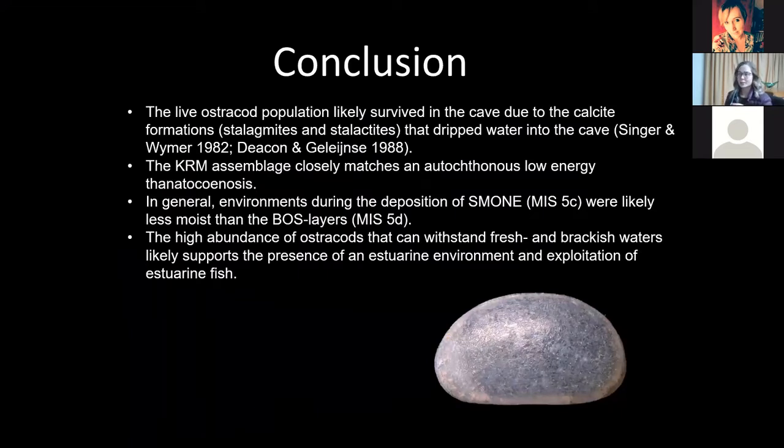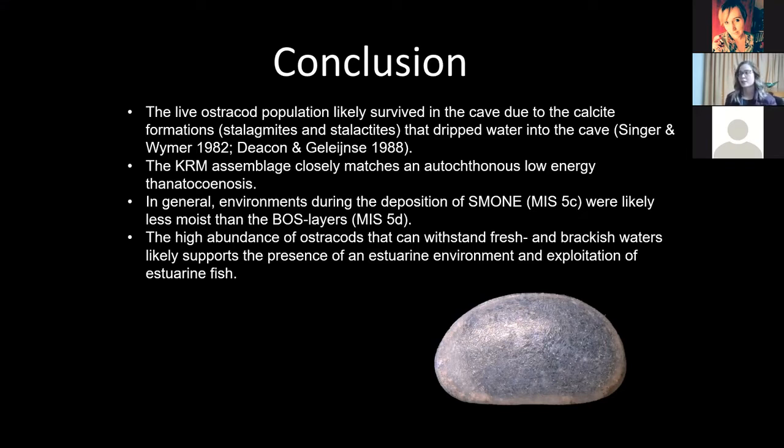So in conclusion, the ostracod population likely survived in the cave due to the calcite formations that dripped water into the cave. So they had a fairly stable environment there to live in. Also, I should mention that my ostracods are all either fresh or brackish water ostracods. Gomphosaphira obtusata tends to be a freshwater ostracod, whereas Sarcopterodopsis aculeata, which is my second most abundant identifiable type of ostracod, can also be found in more saline conditions, but also in freshwater conditions.